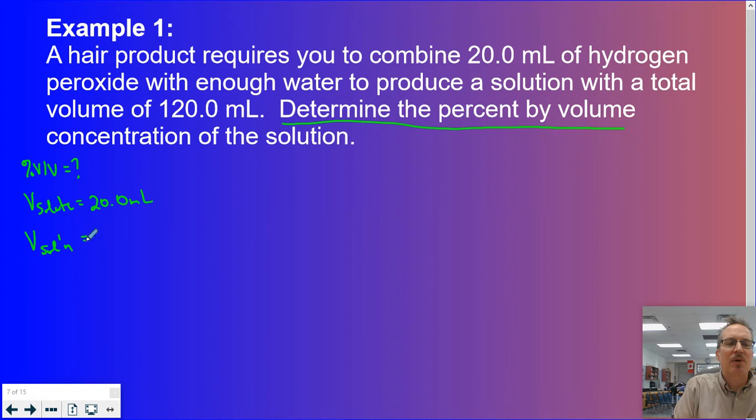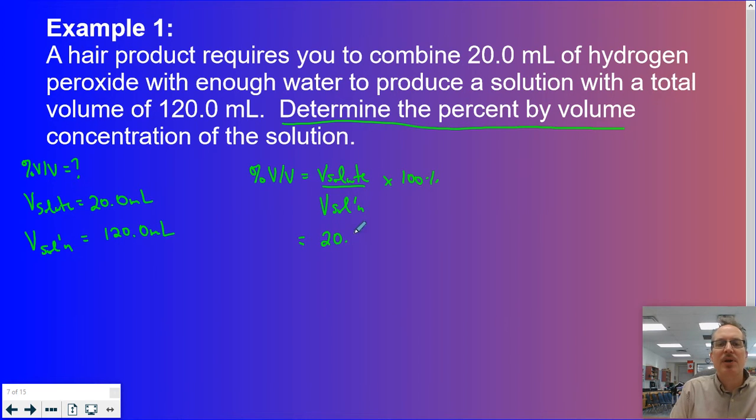And I am fine if you want to abbreviate solution as sol'n. Again, it's over here on the left margin that we look and go milliliters, milliliters. I like that. So you get 1 mark for your memorized formula. So it's going to be V solute over V solution times 100%. So 1 mark for the formula. Your second mark is for substitution with units. So we're going to put 20.0 milliliters over 120 milliliters. And then again, times 100.